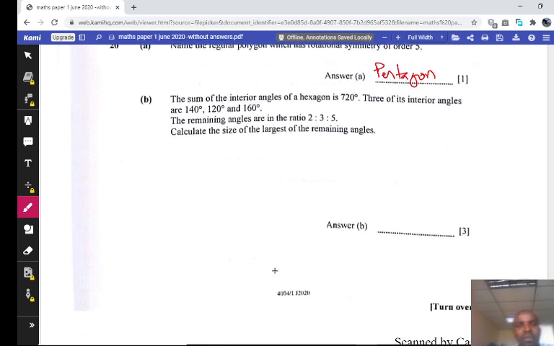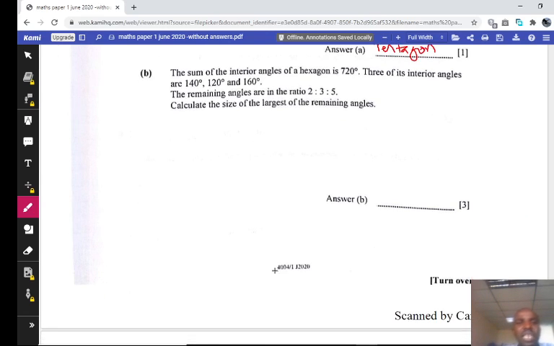Then part B, it reads, the sum of the interior angles of a hexagon is 720. A hexagon is how many sides? 6 sides. That's what you have to bear in mind. The hexagon is 6 sides. 3 of its interior angles are 140, 120, 160. The remaining angles are in the ratio 2:3:5. Calculate the size of the largest of the remaining angles.